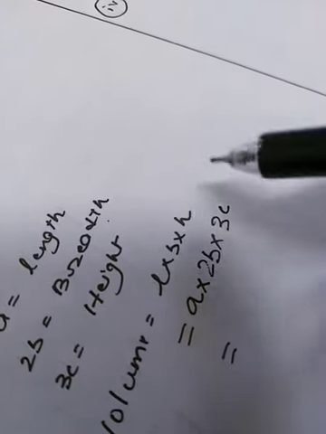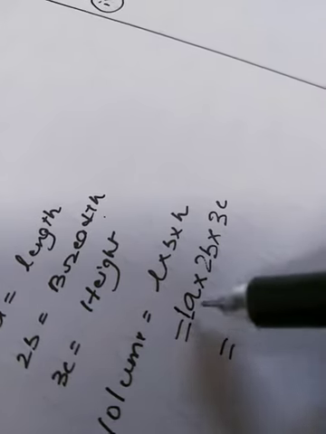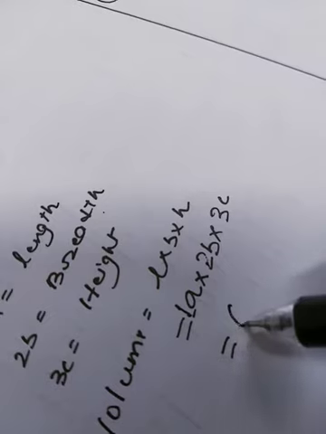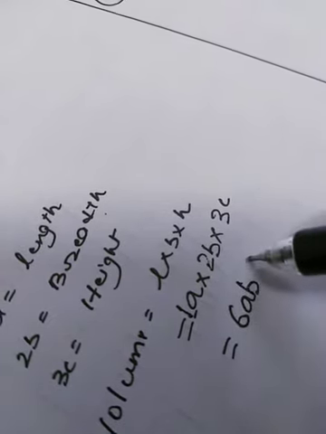Now multiply the numbers. This particular expression is carrying 1 as a numerical coefficient, so 1 into 2 into 3 would be 6. How many a are there? Only 1. How many b are there? Only 1. And how many c are there?